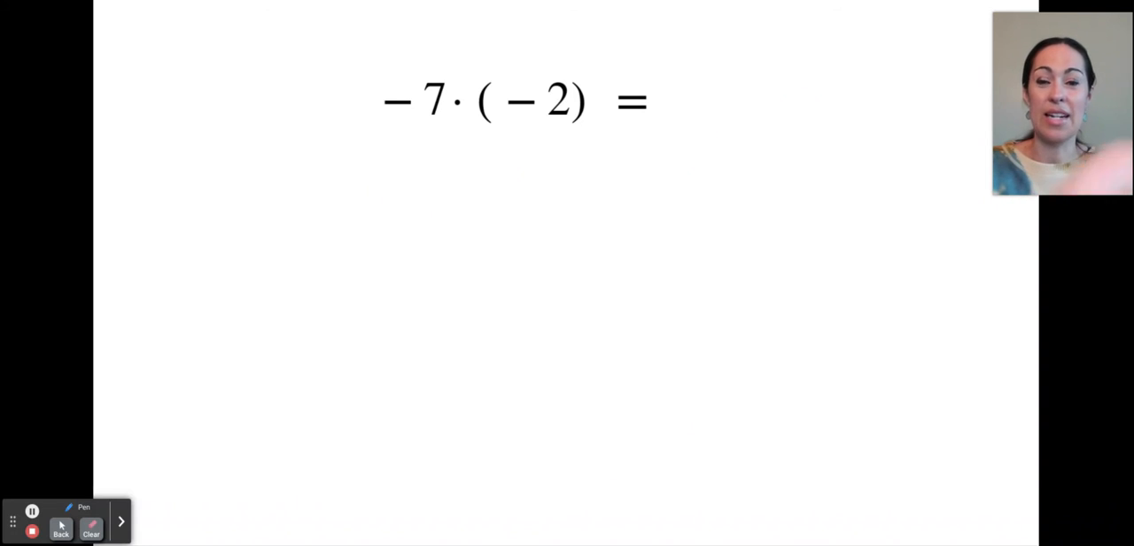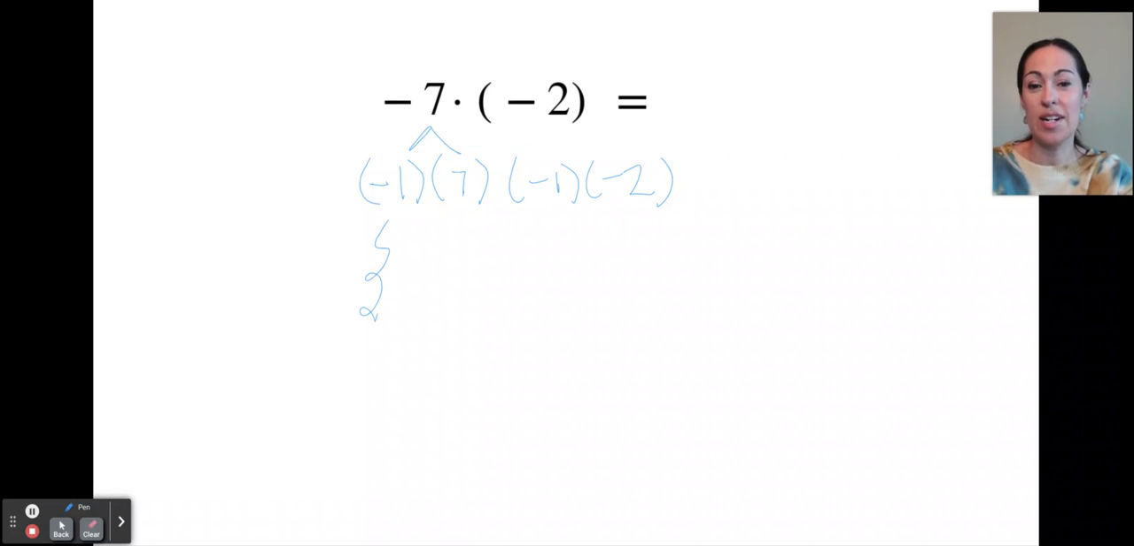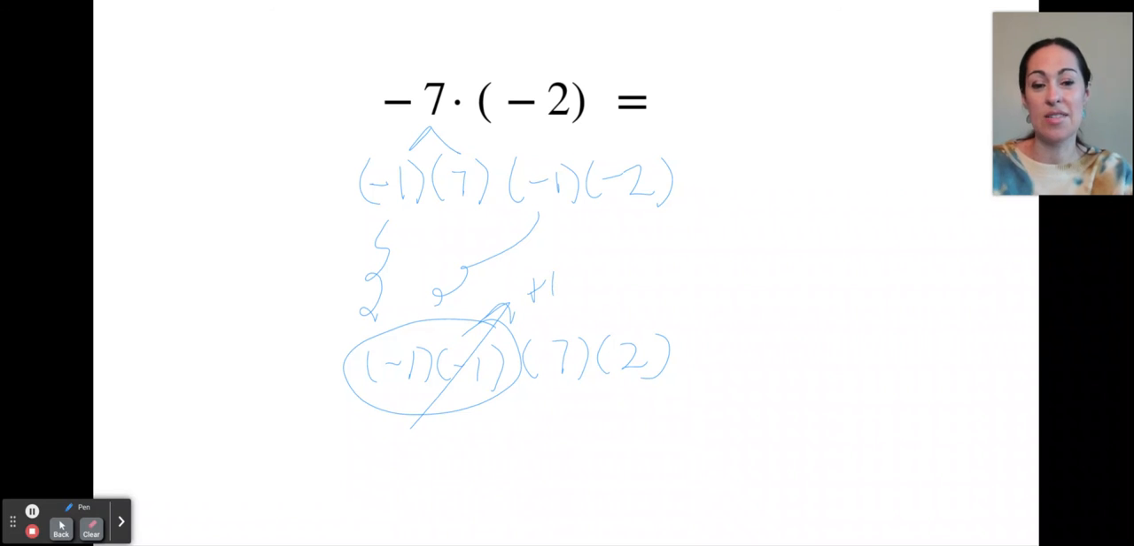So let's talk about this one, -7 times -2. Again, I can take out my -1 times 7, -1 times 2. Again, I'm going to just rearrange here. I'm going to take my -1s. This is the commutative property. It says I can do this. Now I'm going to take my 7 and my 2. Negative times a negative becomes a +1. So my answer is 14.